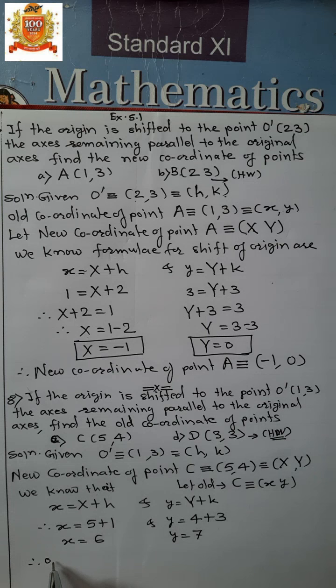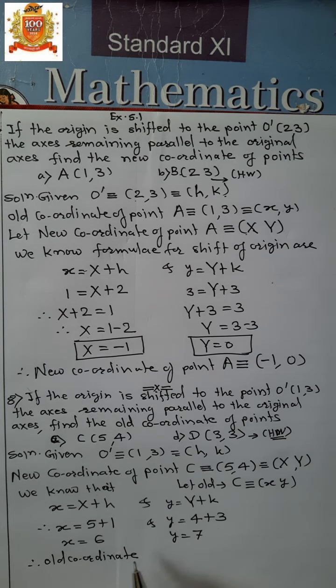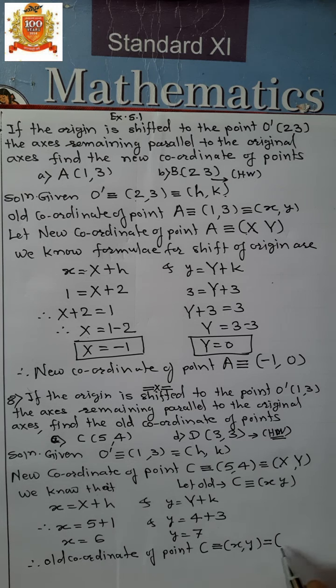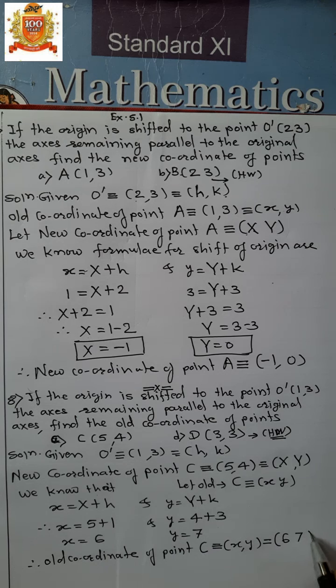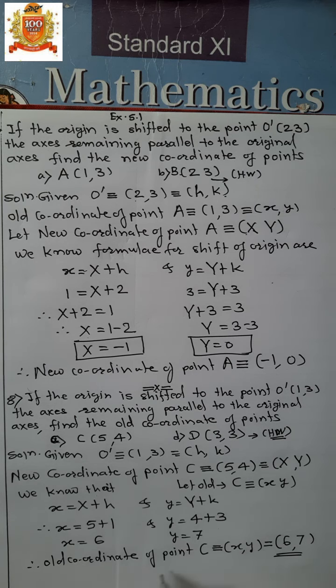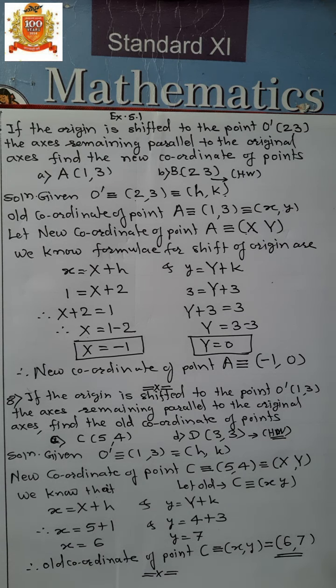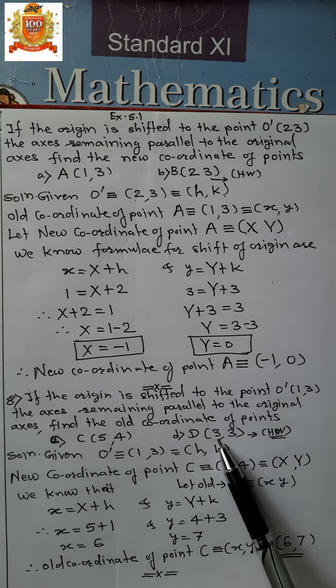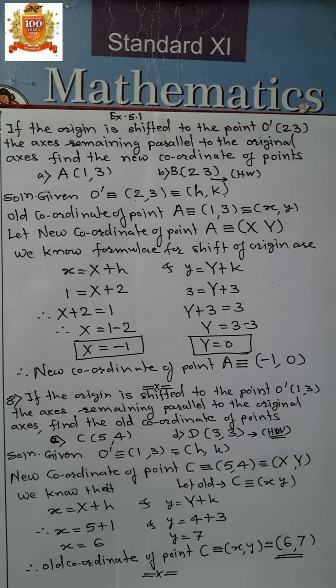Therefore, the old coordinate of point C is equal to x, y, equal to 6, 7. In this way, we can solve problems on shift of origin, isn't it? And this is homework for you, isn't it?